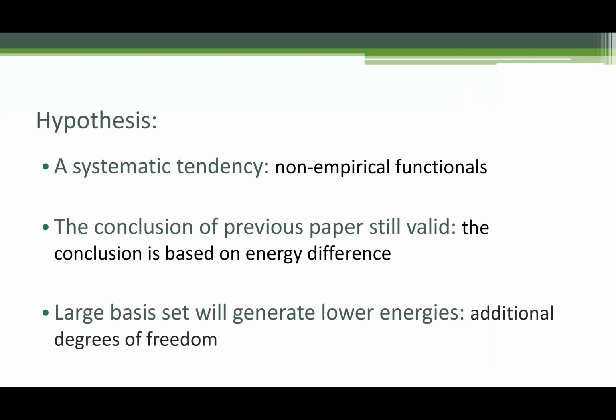Another hypothesis is that a large basis set will generate lower energies considering additional degrees of freedom. The optimization procedure is done in the infinite space of real-valued functions that represent the density. However, by choosing a finite basis, you constrain this search space. And the more complete your basis, the more flexibility you have to find the ground state density, because the density is built from the single particle orbitals expanded in the given basis.